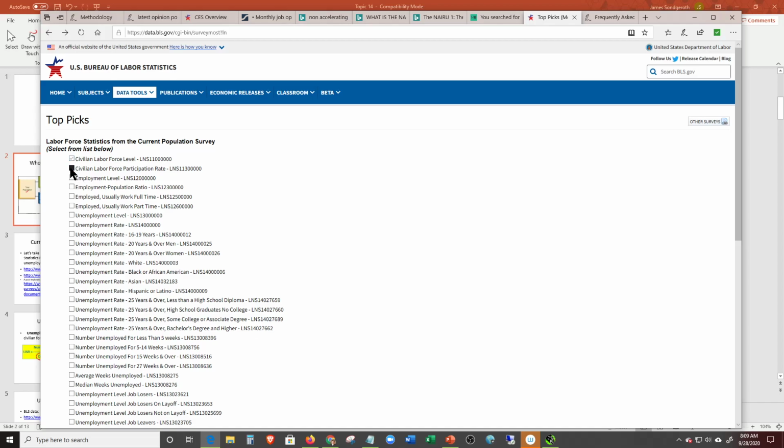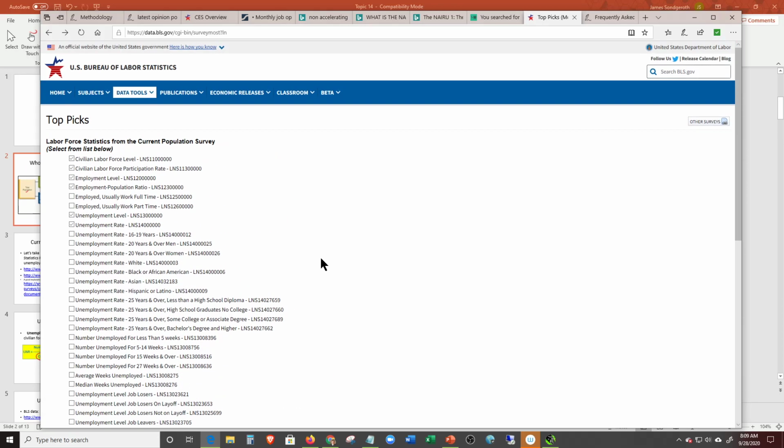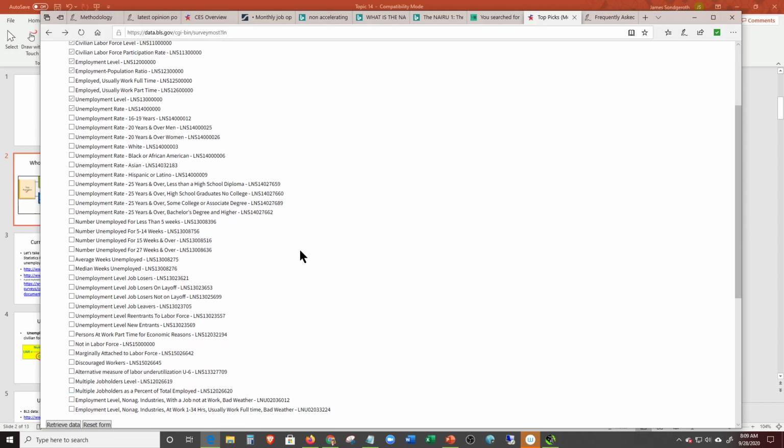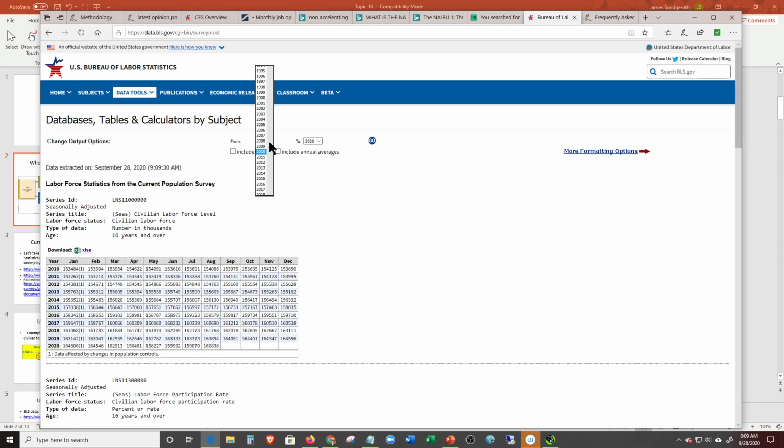Civilian labor force participation rate. We'll get to that. The employment level, the employment population ratio. You see full-time, part-time, the unemployment level, unemployment rate, and you can see many others, but not all of the data. I think that's probably good. Let's retrieve the data. Let's take it to 2000. Let's include graphs and go.